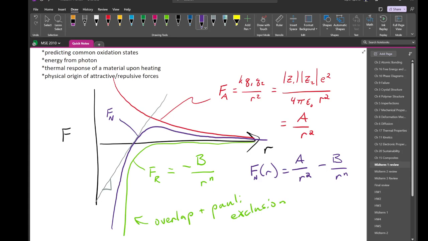Two things. First of all, do the units add up? Units of Newton should be in force. There's a bunch of different units that are equivalent, you could convert them, but it has to have a unit of Newton. Therefore, the units of A should be such that when you divide A, whatever its units are, by a length squared, you get a Newton. Same thing over here. B, when you divide it by a length to the n power, you should get a unit of force, newtons.